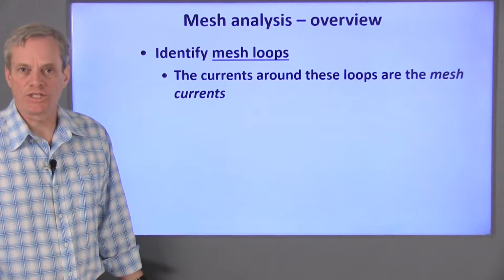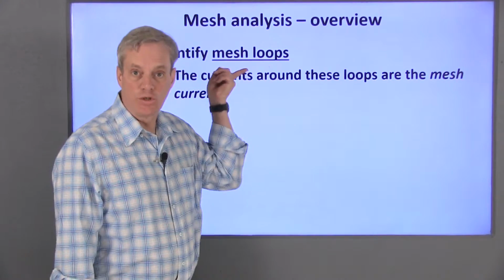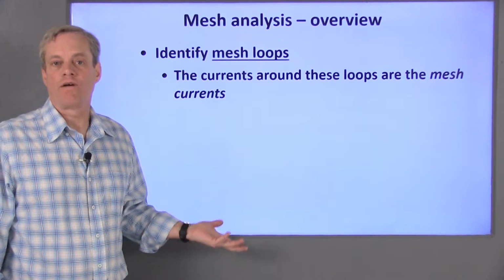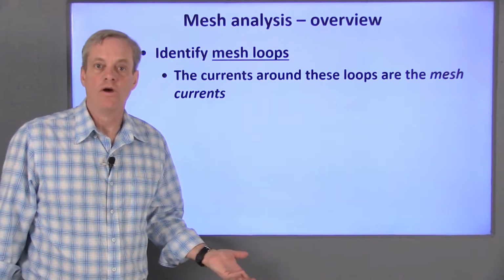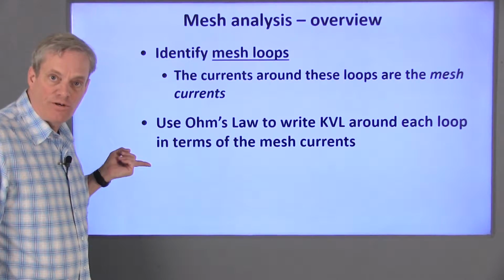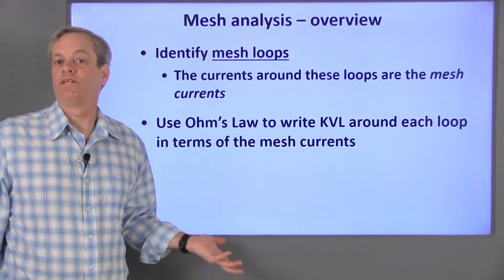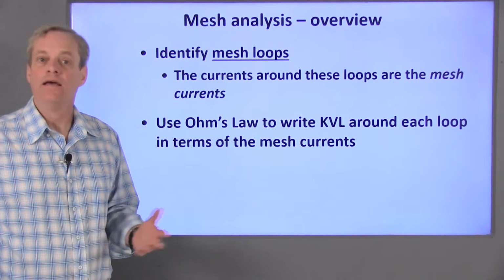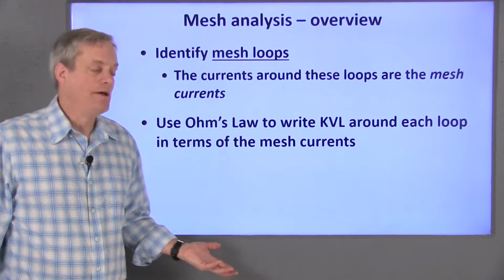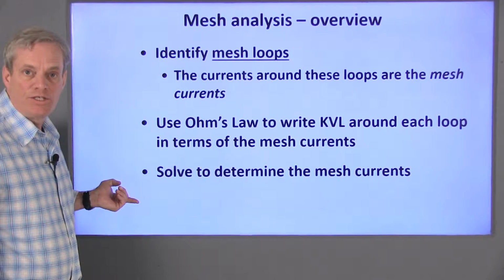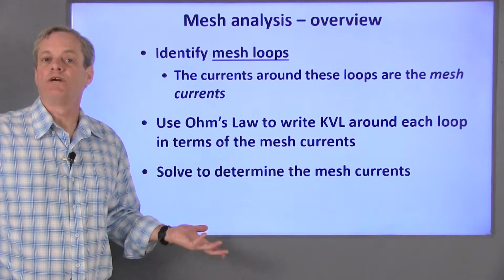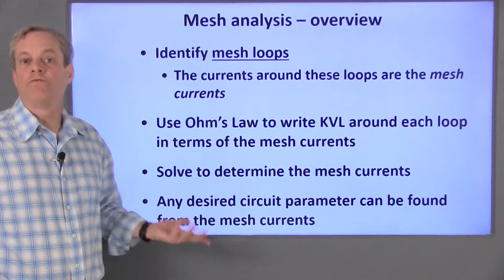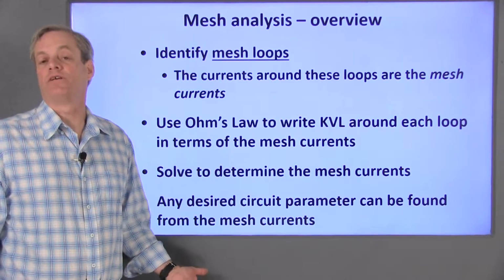The first step in mesh analysis is to identify the mesh loops in the circuit. The unknowns are the mesh currents, which run around the perimeters of the mesh loops. Once you've identified mesh currents, apply KVL around each mesh loop and use Ohm's law to write Kirchhoff's voltage law in terms of the mesh currents. This gives the same number of equations as unknowns, so you can solve these equations to determine the mesh currents. Once you have the mesh currents, you can find out anything else about the circuit that you want to determine.